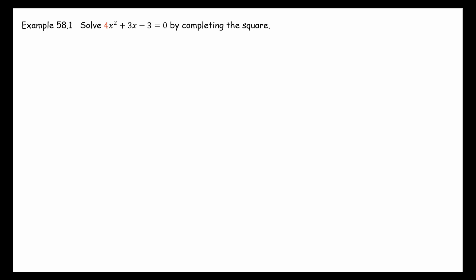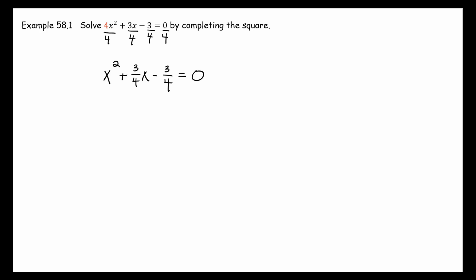And so what we have to do here is divide every single thing in this equation by 4. So we're going to divide this by 4, divide this by 4, this by 4, and this by 4. So what will we end up with? Well, the first term will just be x squared. Second term will be 3/4 x. The last term will be 3/4, and we'll have a 0 on the right side.